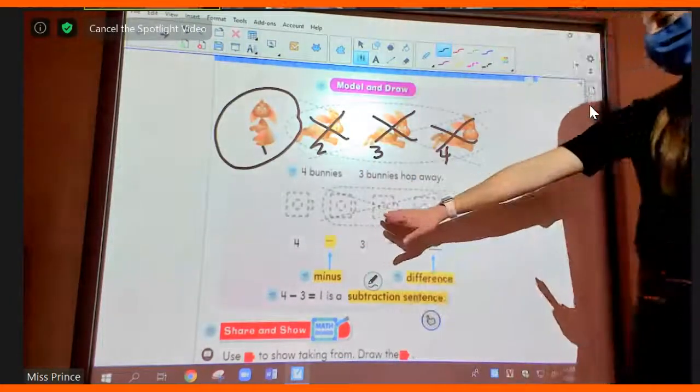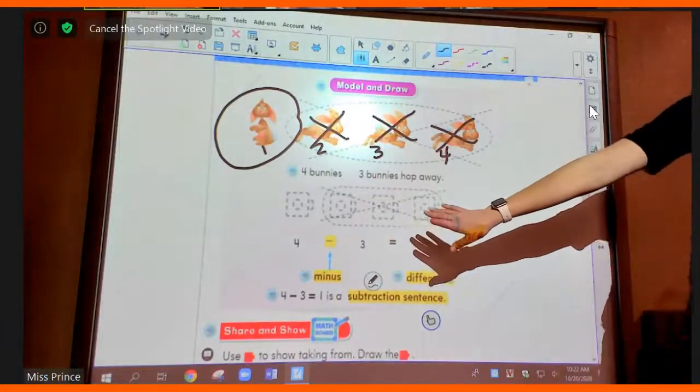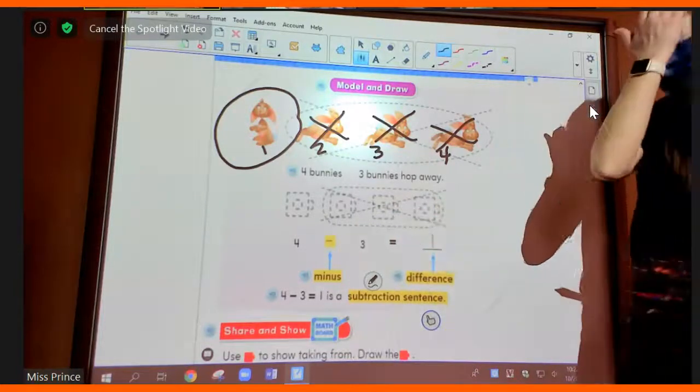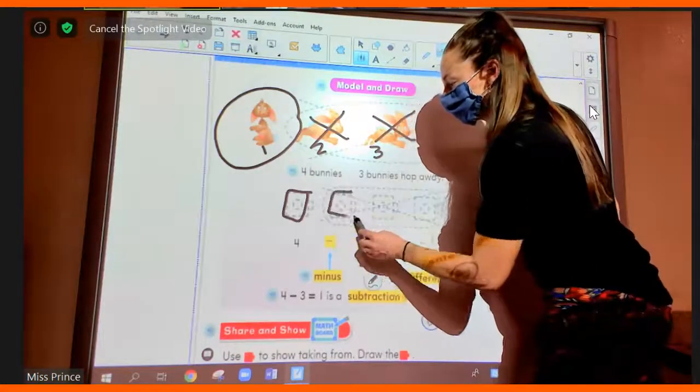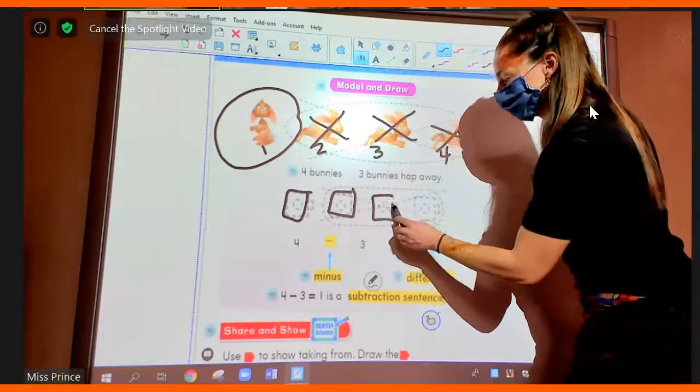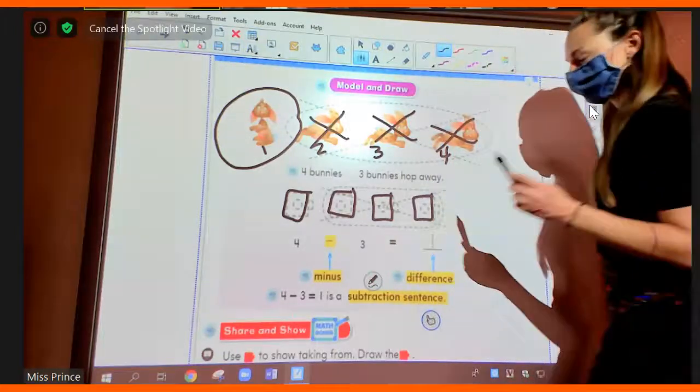So we are going to see how to model that with cubes. Take a look on the screen right here. We started out with 4 cubes. So fill in those 4 cubes with your pencil. Just like that.